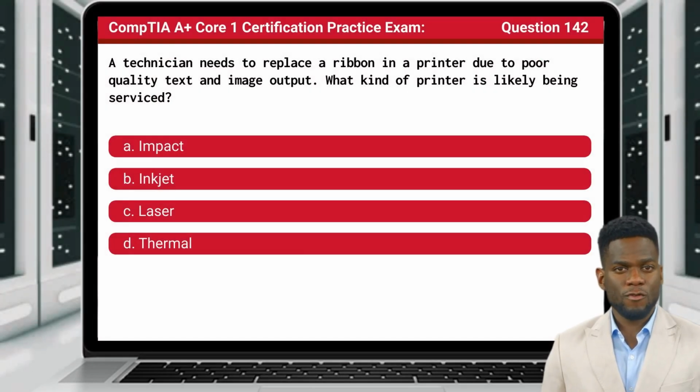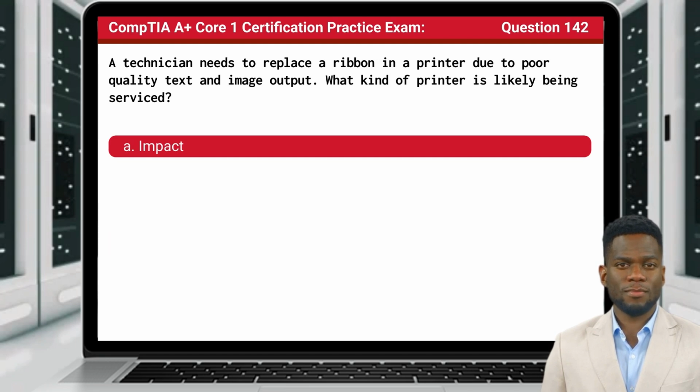Question 142. A technician needs to replace a ribbon in a printer due to poor quality text and image output. What kind of printer is likely being serviced? The answer is A. Impact.